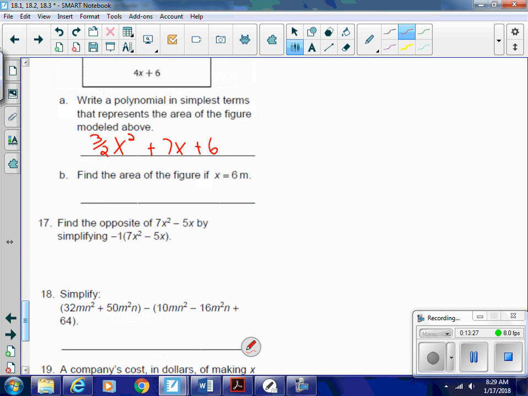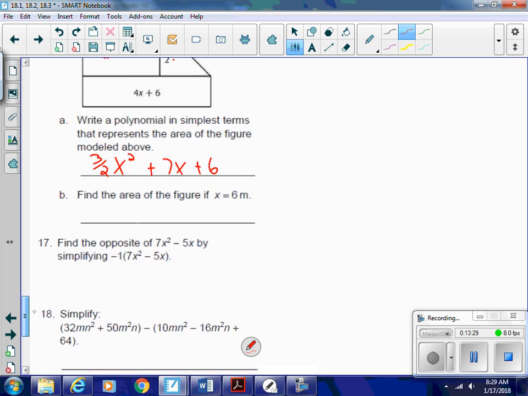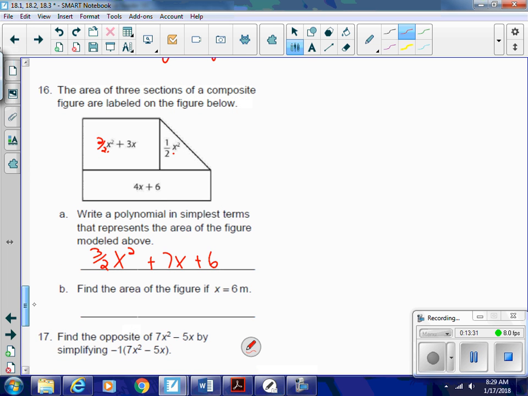Find the area of the figure if x is 6. So let's just go back up and plug in 6. Now I could plug it in here, or I could plug it in there. Actually, when I did the problem, I plugged in my 6 over here. But I could do it here. That was what was intended.